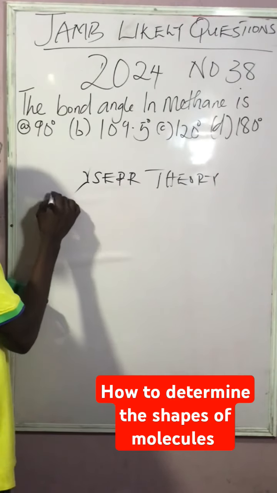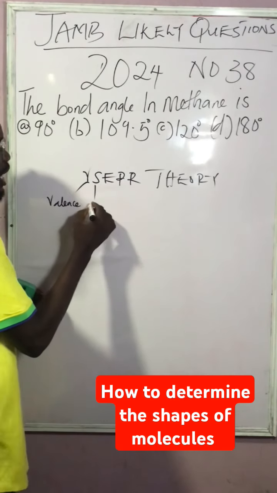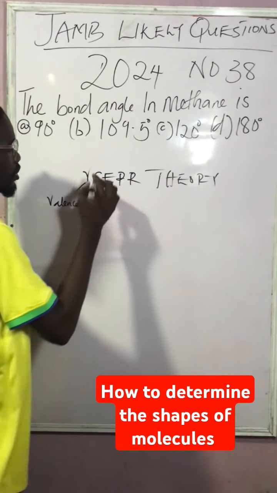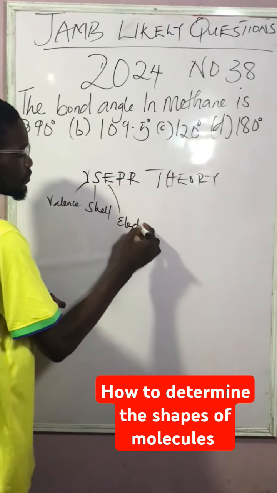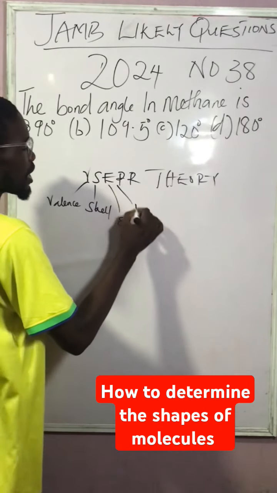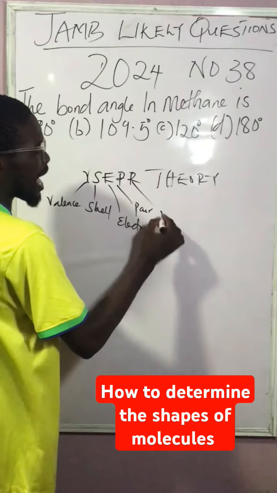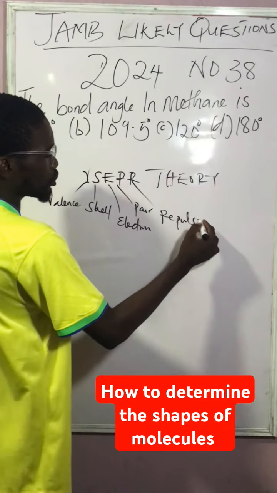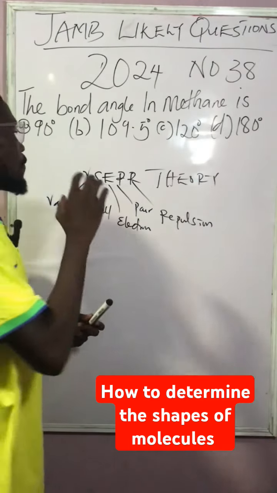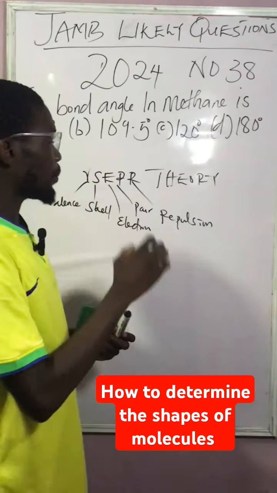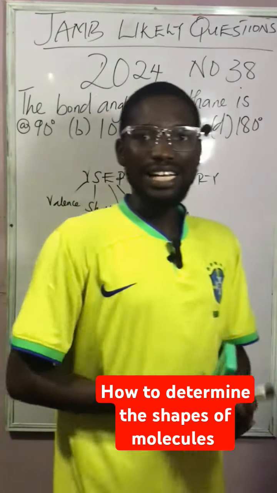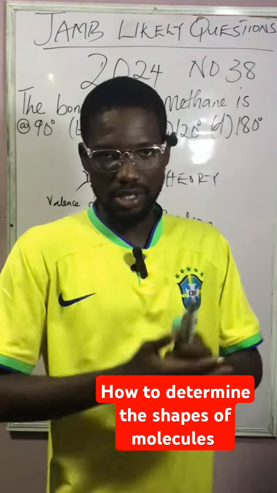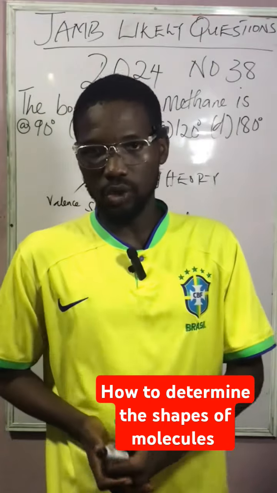We have valence shell electron pair repulsion. This P means pair, and here we have repulsion. So valence shell electron pair repulsion highlights how to predict the shapes of any molecules given to us.